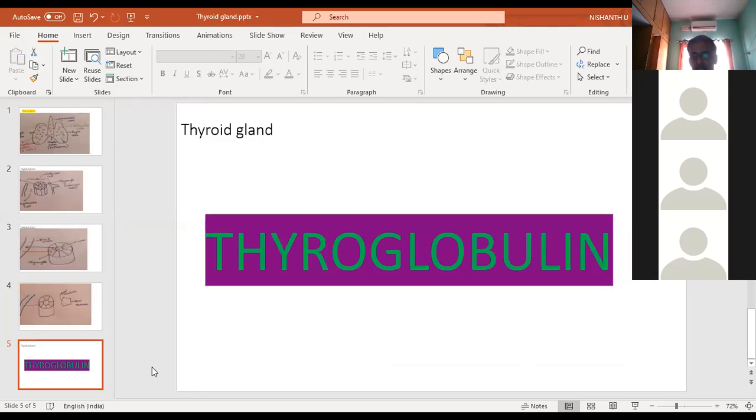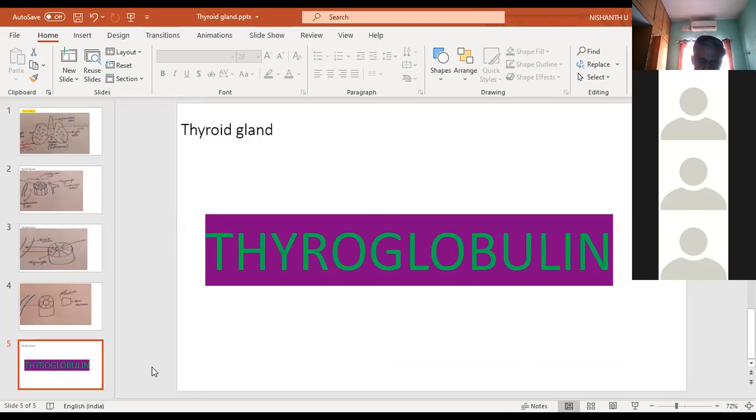So now finally, thyroglobulin is present inside the which one? Lumen. I think you understand the concept. That means it started where? If you want to synthesize T3, T4, you require tyrosine, you require iodine. Still we have not discussed anything about iodine. I am talking only about which one? Tyrosine.